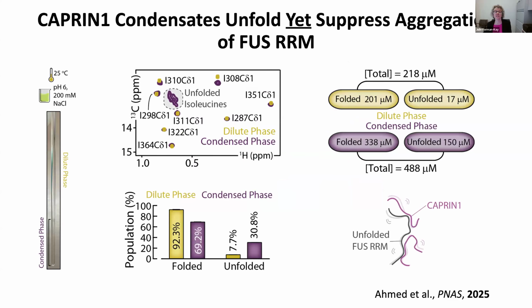And the next question is, how much unfolded state is there in the condensed phase? And again, we turned to the methyl-TROSY experiment with the delayed decoupling experiment, and we found that the unfolded state in the dilute phase was only about 8%, whereas in the condensed phase, it was over 30%. And here we actually did have differential partitioning, so that the RRM partitioned more into the Caprin condensed phase, so that between those two effects, we had over 8 times more unfolded state in the condensed phase than in the dilute phase. And so the question is, what's going on with the interactions of Caprin?